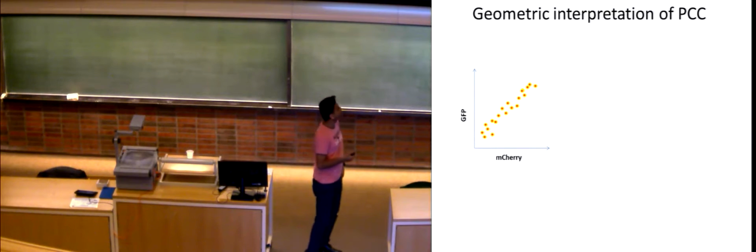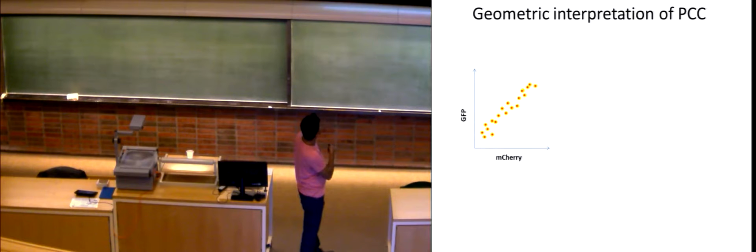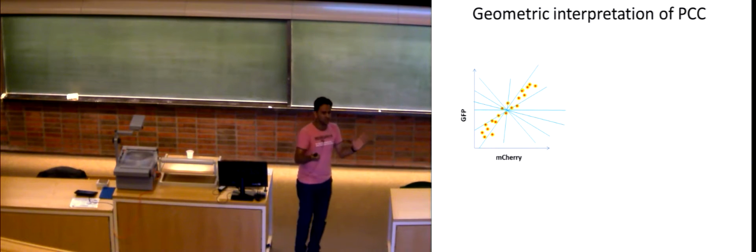So let's see the geometric interpretation of PCC. We have seen this example of GFP and mCherry, which is a kind of positive correlation. So how do you interpret this? First, I will try to fit a line which would be the best representation of this data. I can have multiple choices. I can have this line, this, this, this, and this. There are many options, right?